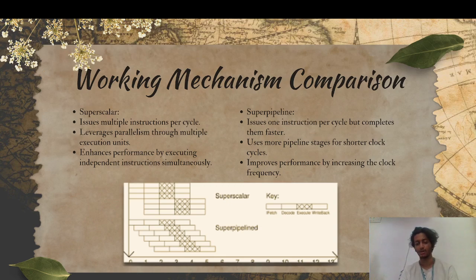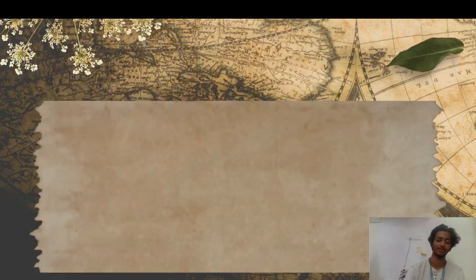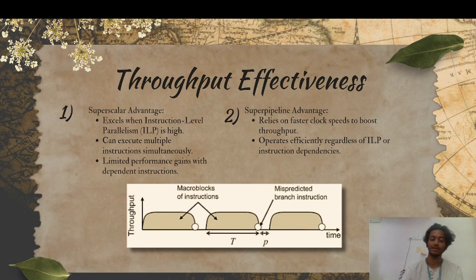Now, let us talk a bit about their effectiveness. Superscalar designs can significantly improve throughput by completing multiple instructions in one cycle, but only when there are enough independent instructions. Super pipelining increases the instruction throughput by reducing the time of each pipeline stage, therefore increasing the number of instructions in process. However, both approaches can suffer if instruction dependencies or branches are frequent.